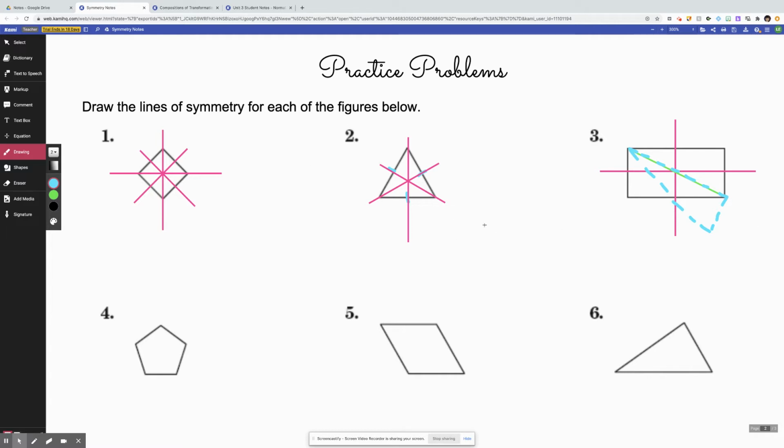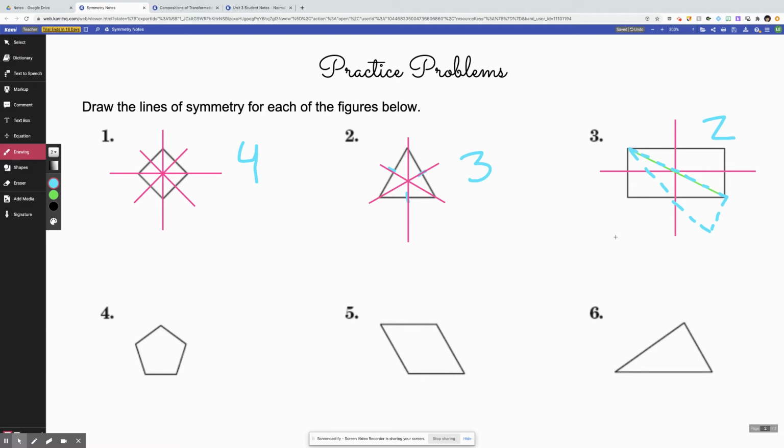So only two lines of symmetry here. So 4 lines of symmetry here, 3 lines of symmetry here, 2 lines of symmetry here, okay? And this is what I meant by this rule where you have number of sides equals the lines of symmetry. It doesn't work when all the sides are not the same length, right? So like it didn't work for this rectangle here.